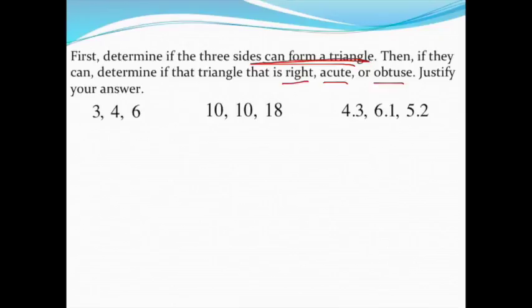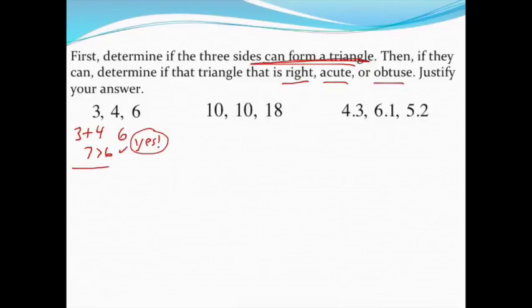So we have two tests we're going to do for these problems. First, we're going to test whether it can even make a triangle or not. We talked earlier in another video, to determine if you can even make a triangle, take your two smallest sides. So in this first example, that's 3 and 4, and those two smallest sides have to add up to a number bigger than the biggest side. 3 and 4 make 7, 7 is of course bigger than 6. So yeah, these three sides can make a triangle.